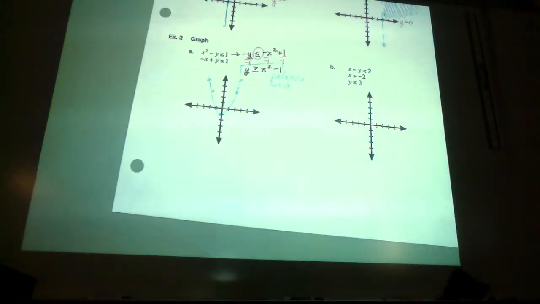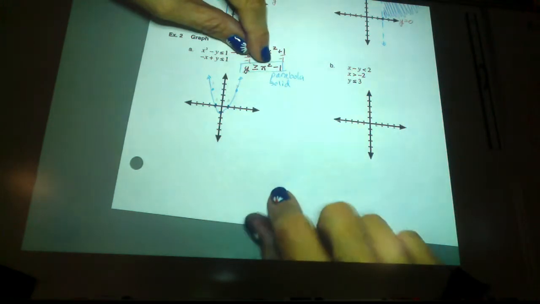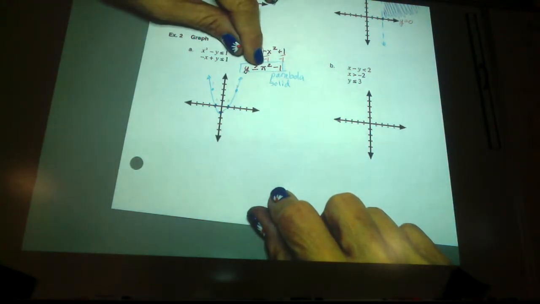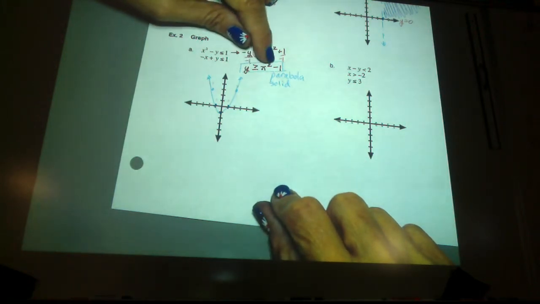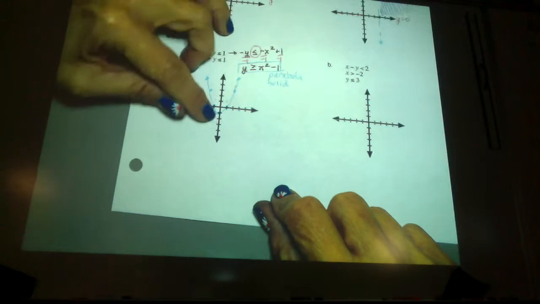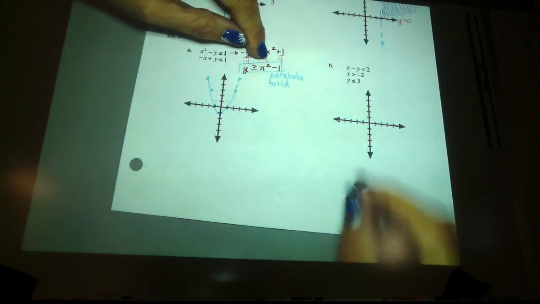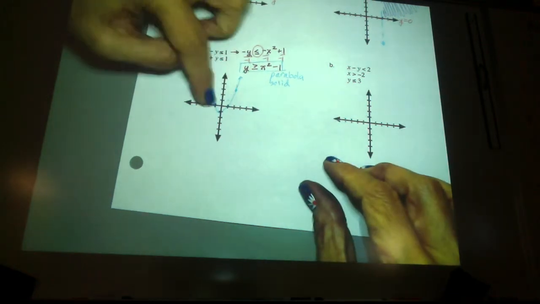Now, if you weren't able to do that because you forget, then you can just plug in values. You can just plug in values for x and get y. So you can plug in 0 for x, square it, you get 0 minus 1 is negative 1. So 0, negative 1 is a point. And you can plug in 1, square it, you get 1, minus 1 is 0, you get a point 1, 0. And then negative 1 will give you that same point.